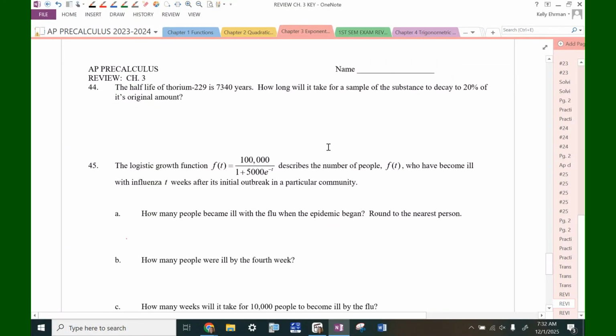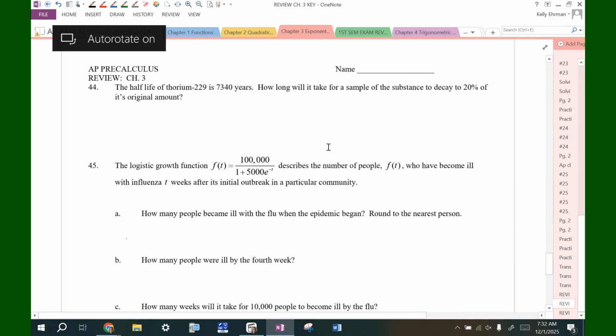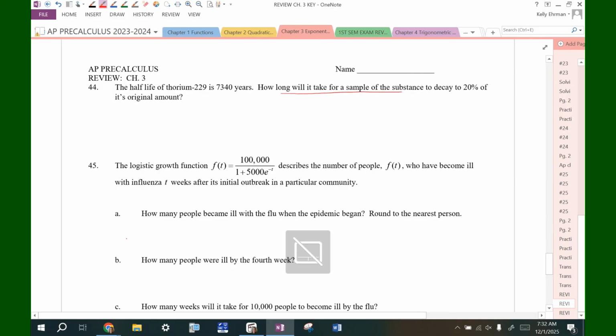All right. The half-life of thorium-229 is 7,340 years. How long will it take for the sample of the substance to decay to 20% of its original amount? First off, how do we set up half-life? There's a certain amount. You start with a principal amount. We don't know how much. It's always 1/2 to the t over the half-life.